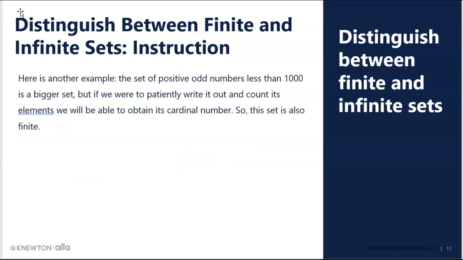So the set of positive odd numbers less than 1,000 is bigger, but we actually could still count it. Half of the 1,000 numbers are going to be odd, so you would say 500 is the cardinal number for that set. Or you could just write them all out, which seems a lot longer. It's better to find an algorithm. But that is still finite, even though it's really big.